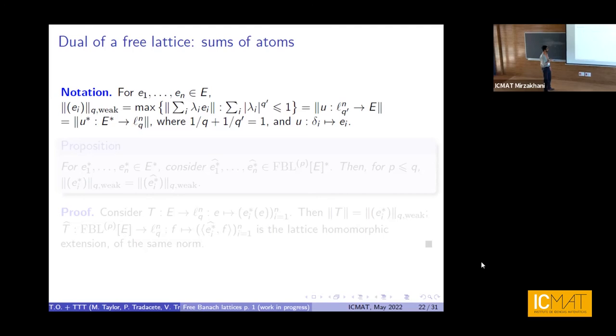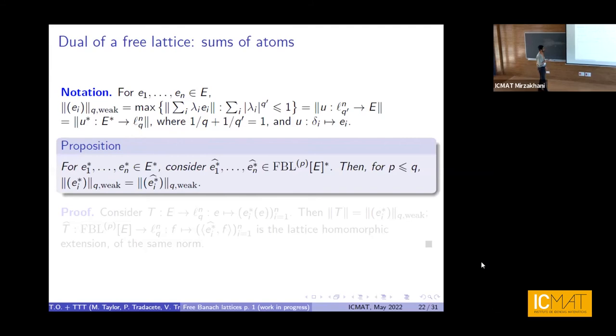And let me remind you of the notion of the cubic norm. Let's say we have an n-tuple in the Banach lattice E. The cubic norm of this n-tuple, you can define it as the maximum of the norms of the sum of lambda i times e i, where we have a restriction on the lambdas. And you can also think of it as the norm of an operator U from n-dimensional L Q prime to E. This operator U takes the canonical vector basis to E. And this is of course the same as the map from the dual E star into L Q n. We shall use this last observation.